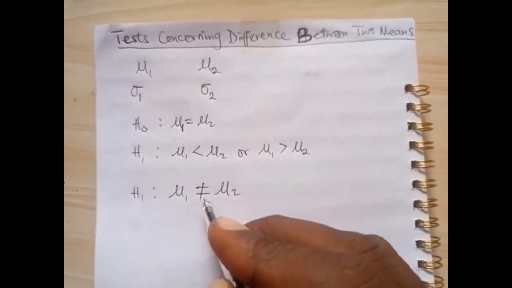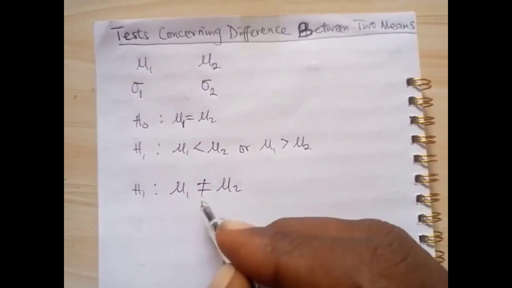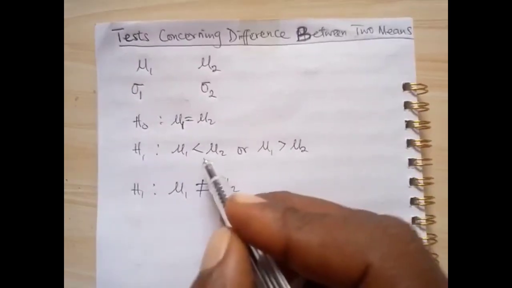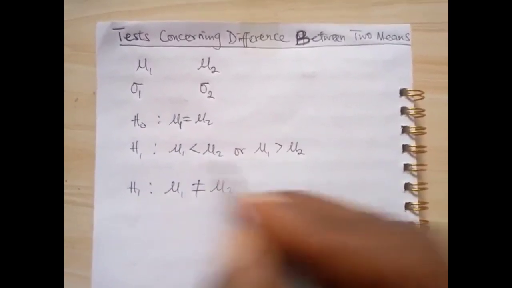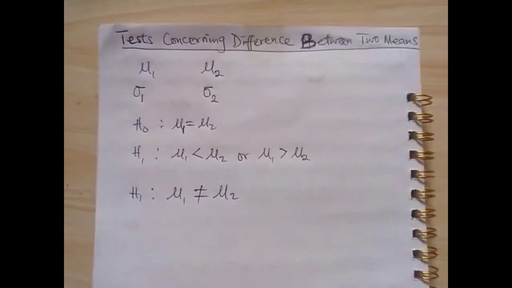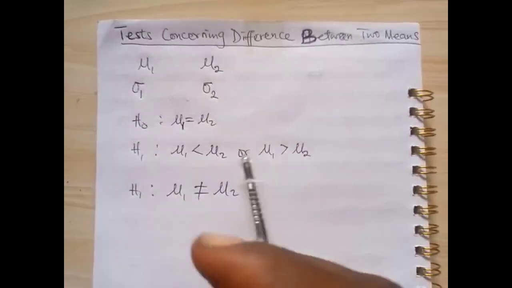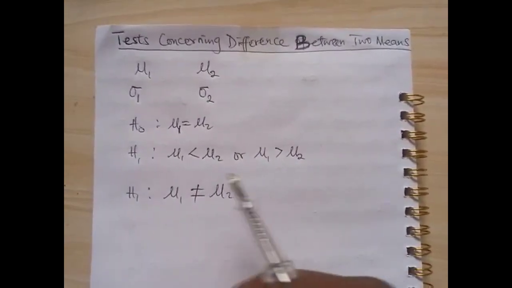In English, it can be said as: test that the mean has changed. For the one-tail test, they can say test that the mean has increased, or test that the mean has reduced, or test that the mean for the first population is greater or less than the second. These are the languages that can be used for a one-tail test.